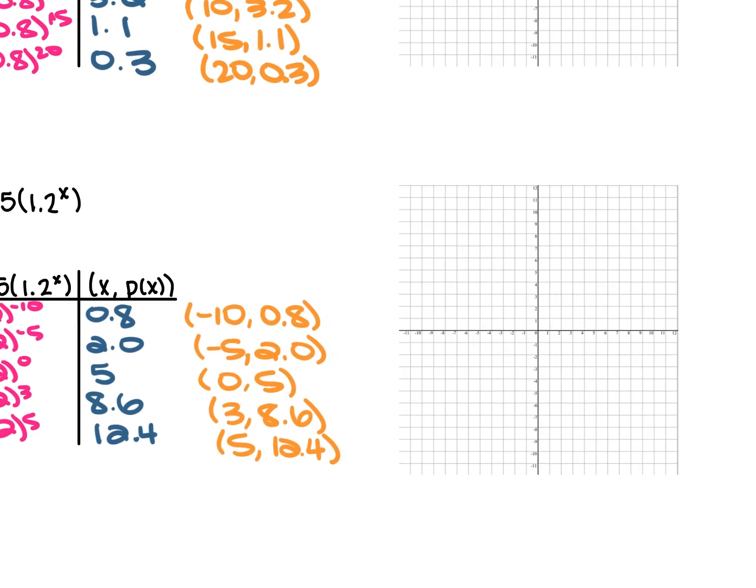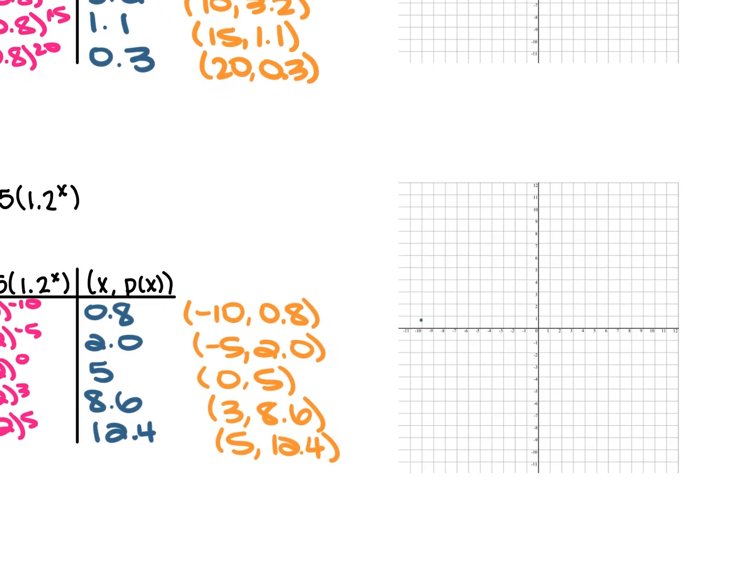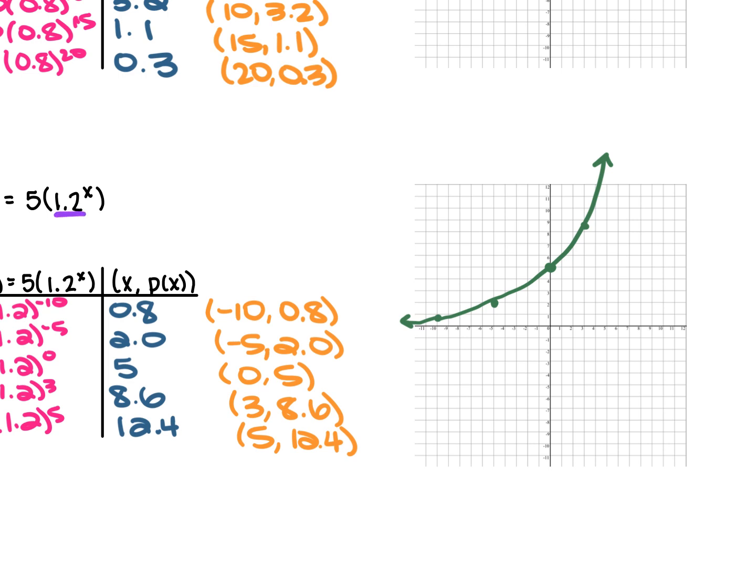So on our coordinate plane, when we go to plot these, that -10, 0.8 is going to be about here. Your -5, 2.0 is about here. 0, 5 on your y-axis. Then you have 3, 8.6, which is going to be about here. And the 5, 12.4, you will not be able to put on this coordinate plane. So as we go to the left, we're going to go down and get really close to your x-axis. As we go to the right, we're going to curve upwards. You also see from the given equation that your base is 1.2. That is greater than 1, so you have growth here.